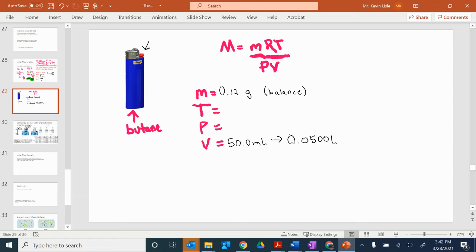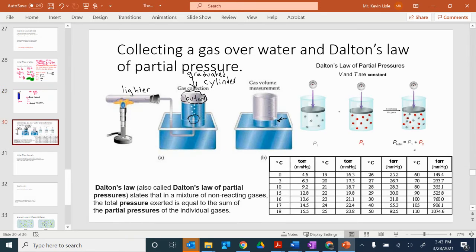Here's the other thing that is pretty easy to measure. If you collect all of that gas over the water, we tend to find that the temperature of the gas becomes equal to the water temperature. So if we took a thermometer and measured the temperature of that water, we would also know the temperature of the gas. Typically, the water temperature is room temperature.